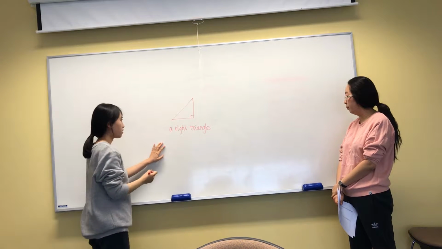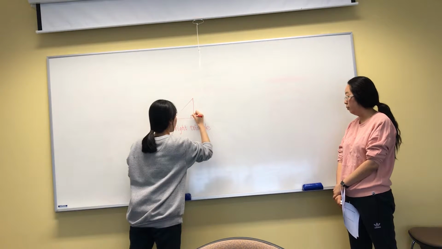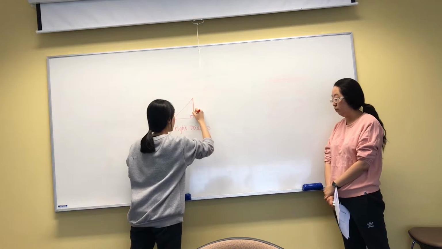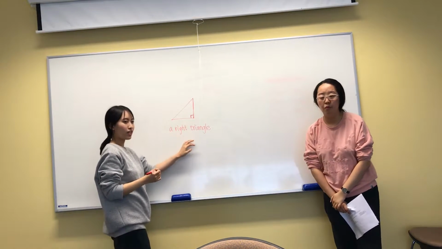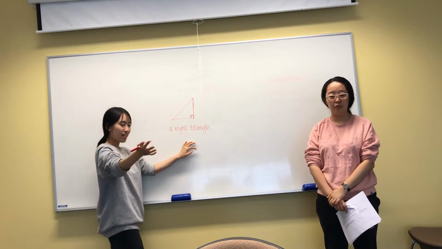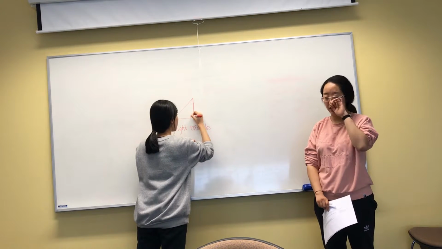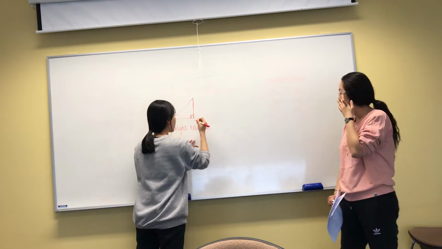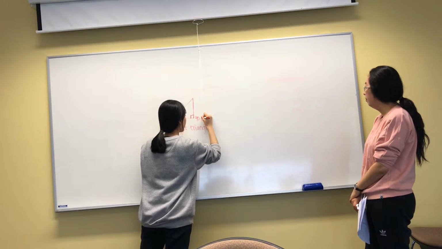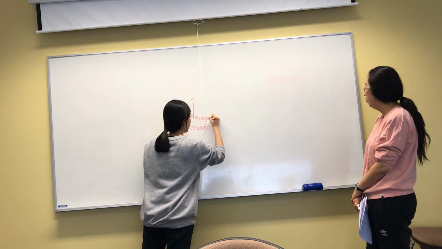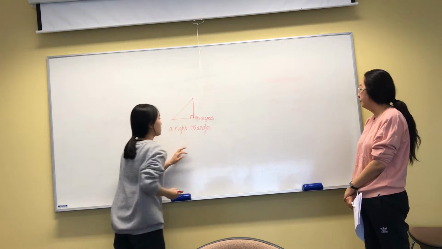A right triangle. So, is there anyone who can tell me what kind of triangle is a right triangle? Why is it a right triangle? Yes, very good. Because one angle in this triangle is 90 degrees. Very good.